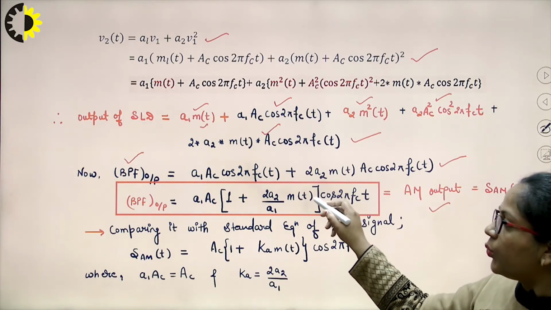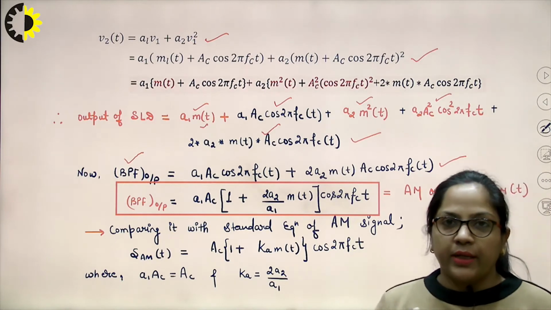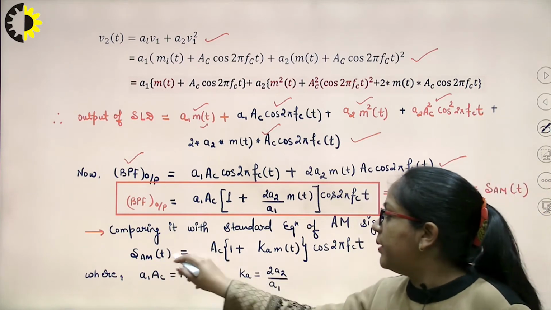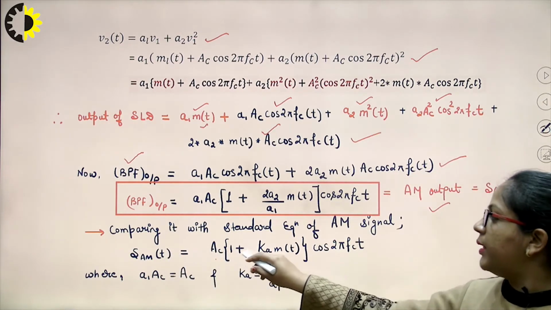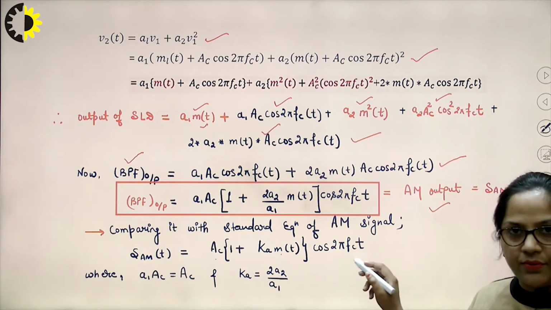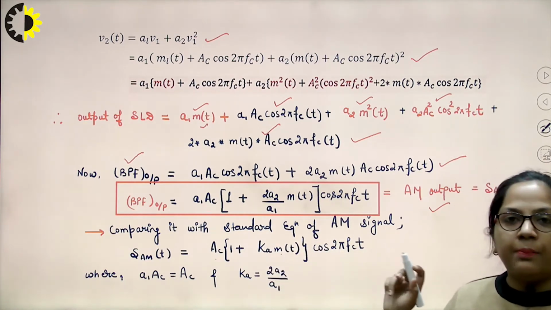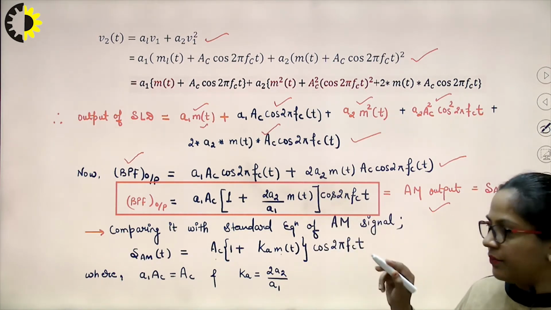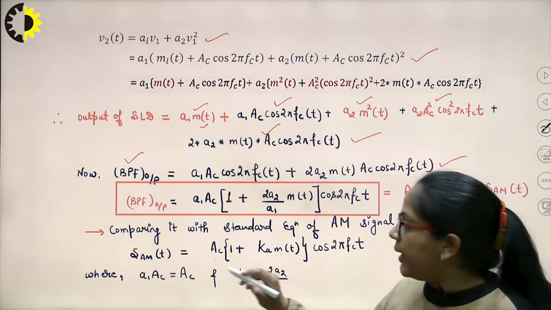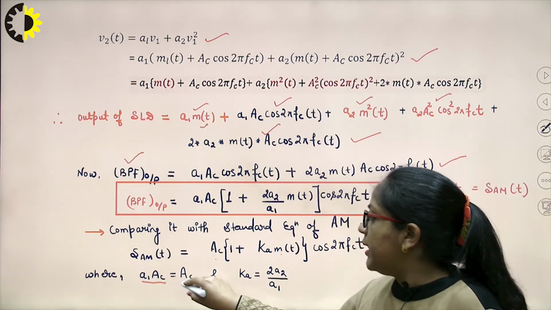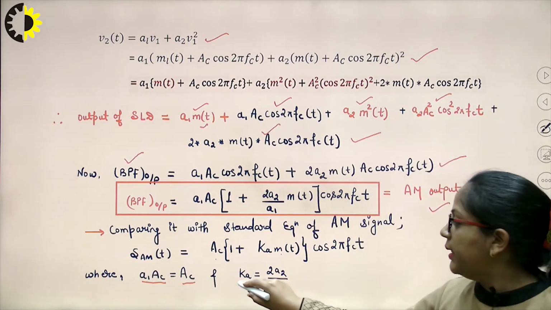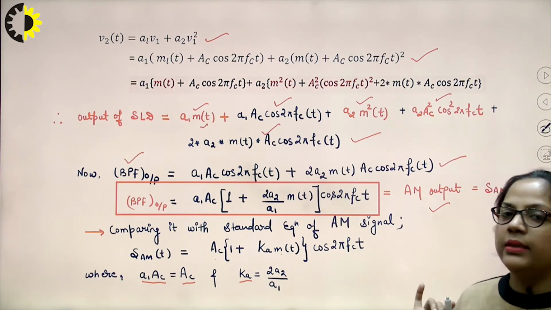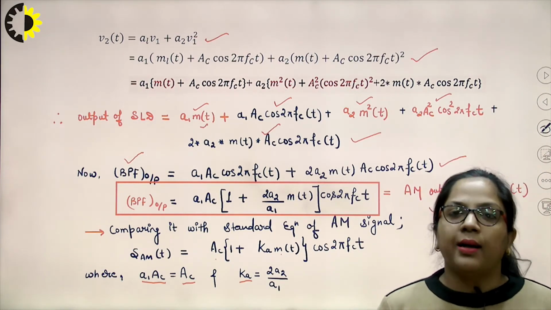We will compare the output of this band pass filter with the standard equation of AM wave that we have obtained in the last video lecture also, that is s(t) equals Ac[1 + Ka m(t)] cos 2 pi fc t, where Ka is the amplitude sensitivity parameter. So we will compare the output of this band pass filter with the standard equation of AM. We will get that the product A1 Ac is equivalent to Ac and Ka is equivalent to twice A2 upon A1. So in this way we will get the amplitude modulated waveform with the help of a square law modulator device.